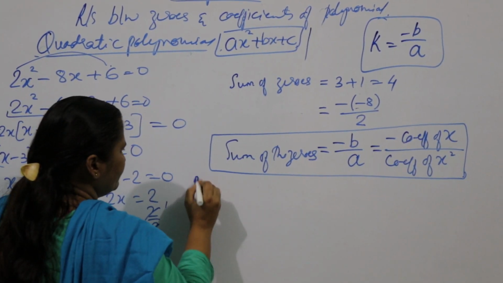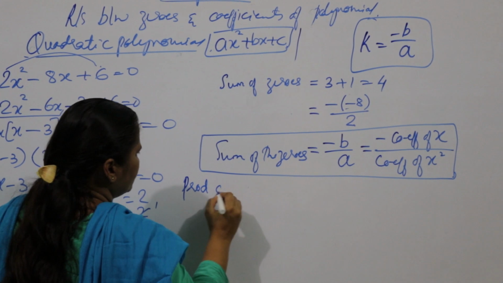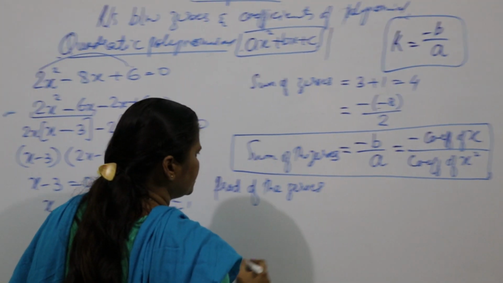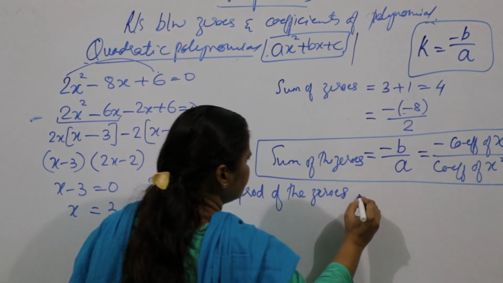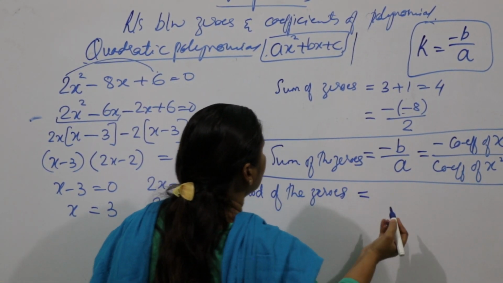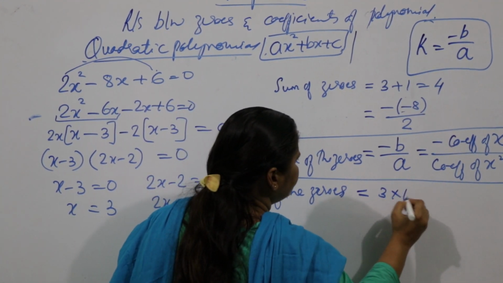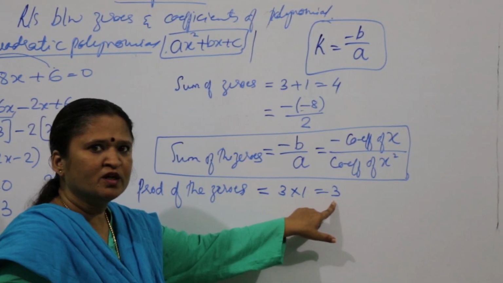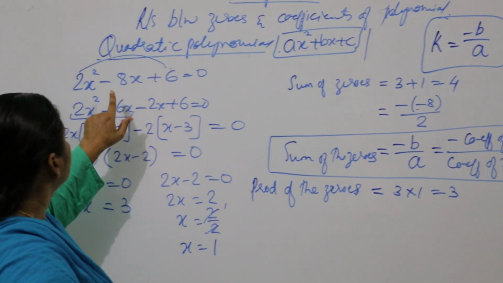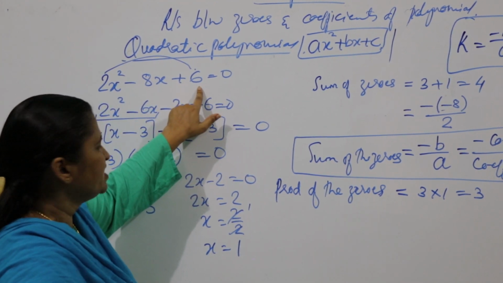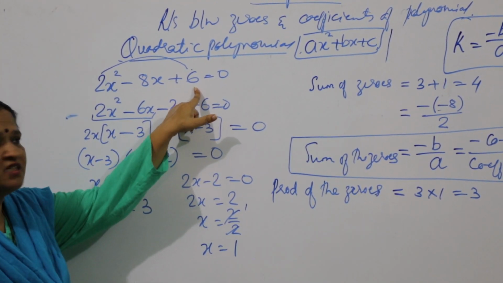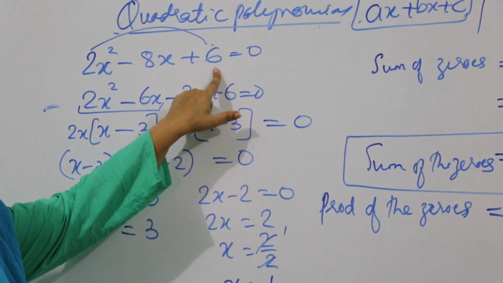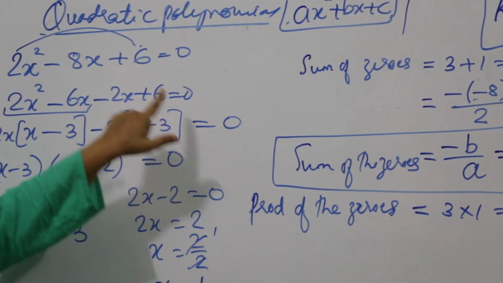Now let us see if there is any relationship with the product of the zeros. These are the two main relationships that we take. Let's see what the product of the zeros value will be. 3 times 1, 3. Now can we get this 3 by using a combination of these coefficients? We can take coefficients and the constant also.